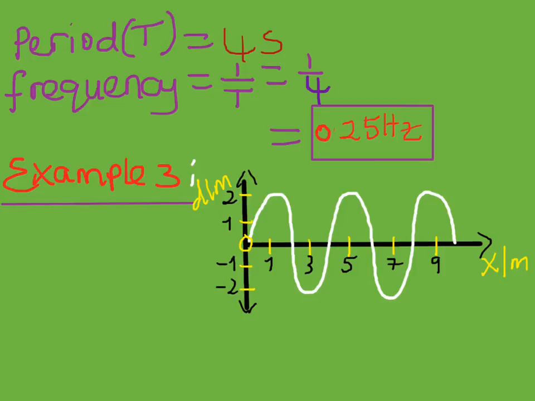And since frequency is the inverse of period, we can easily get our frequency to be 1 over period, which is equal to 1 over 4, giving us 0.25 Hertz.